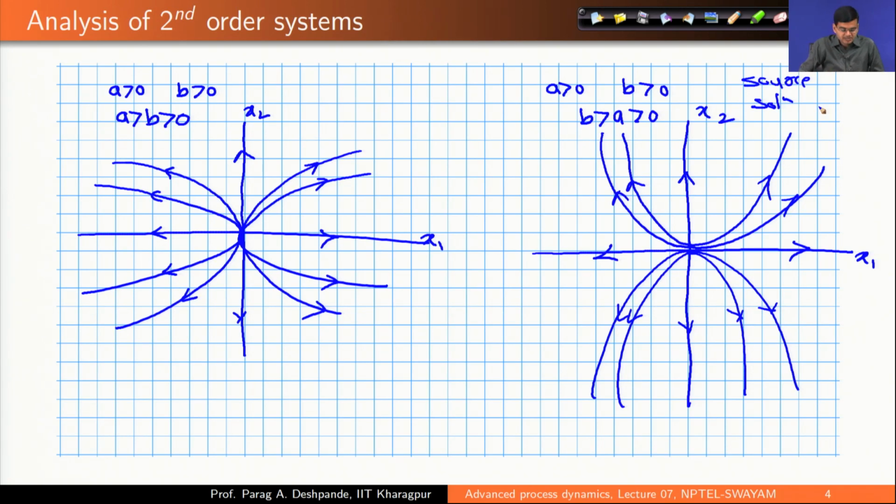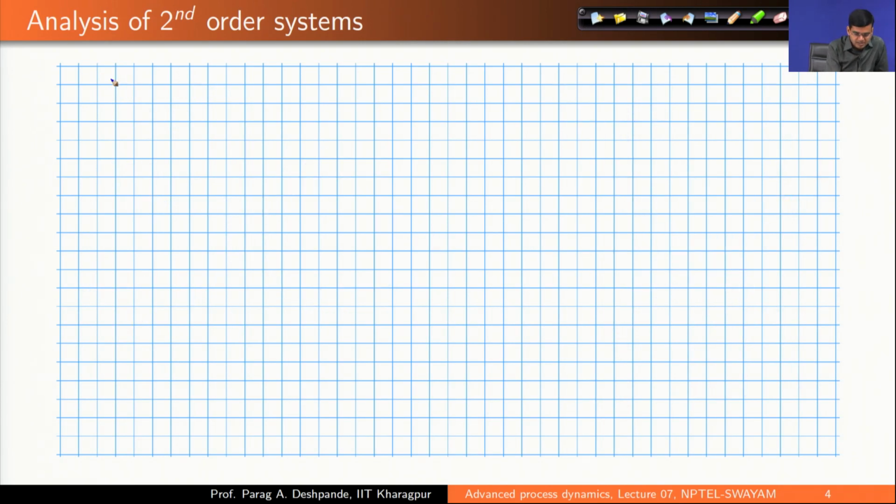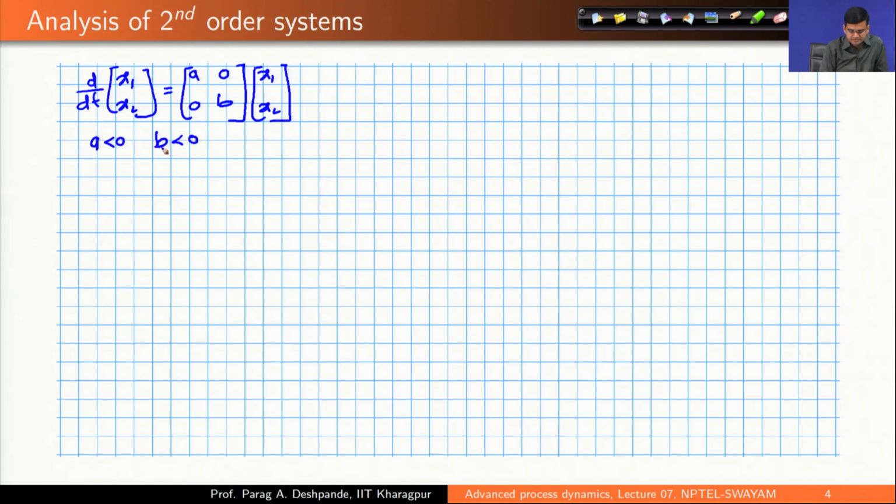Finally, we have the third case where both of the eigenvalues can be identified as negative. So, we have d/dt of (x1, x2) equal to the matrix [a 0; 0 b] times (x1, x2), and now we have a less than 0 and b less than 0.